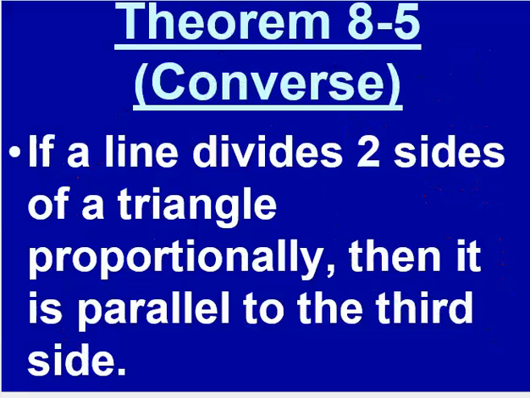We could also use the converse of this. If you find that the line divides those two sides of a triangle proportionally, the left side top over bottom equals the right side top over bottom, then you can use the converse and say that that must be parallel to the third side of the triangle.